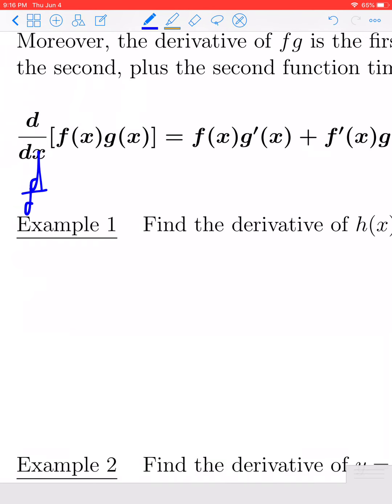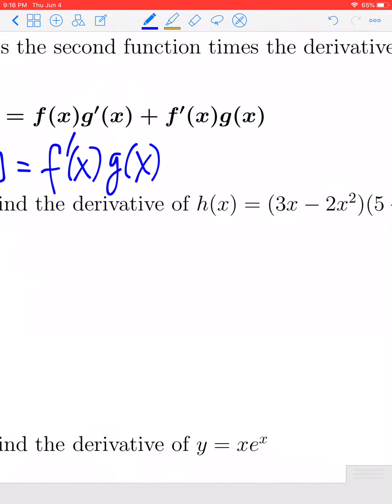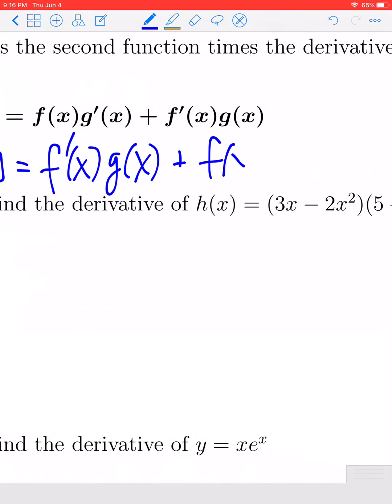I typically like to kind of reverse the two terms. I think it's a little bit easier to describe, a little more clear to state, but it's f prime of x times g of x is how I'm going to write it, plus f of x times g prime of x.